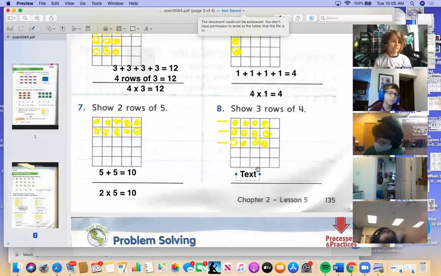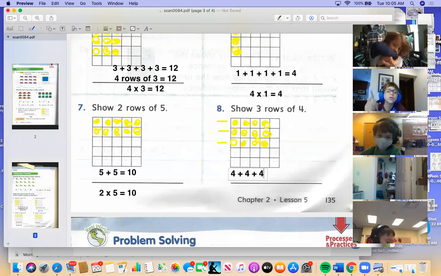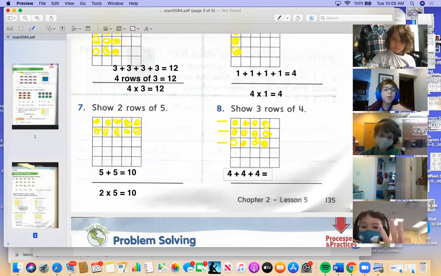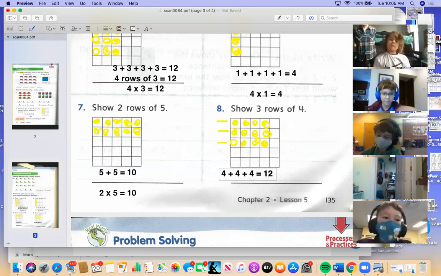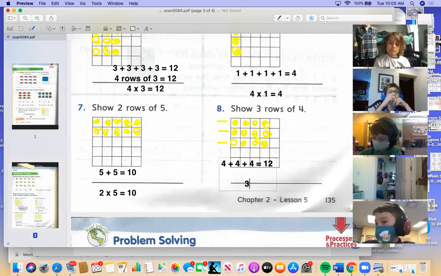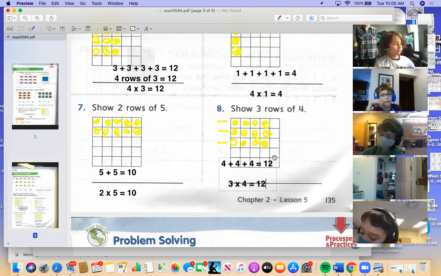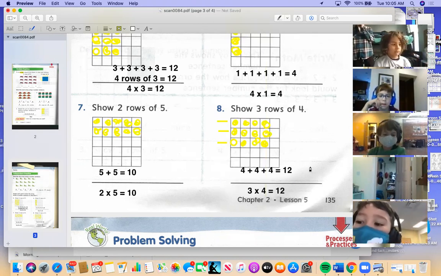We would write that as 4 plus 4 plus 4 equals what, everyone? Solution? 12. 12. Yeah. And we would write 3 times 4 equals 12 as our multiplication sentence.